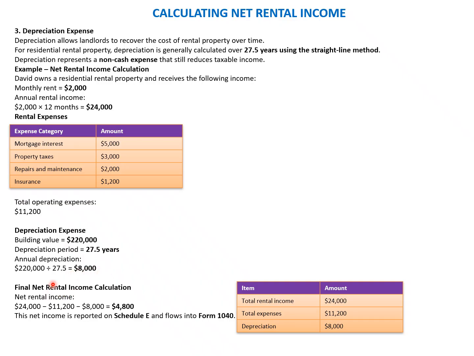So we'll reduce that 8,000 from the rental income along with the deductible rental expenses to get the final net rental value, which is reported via Schedule E, which finally flows via Form 1040. So we'll move to the next slide then.